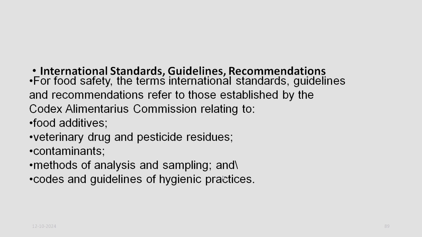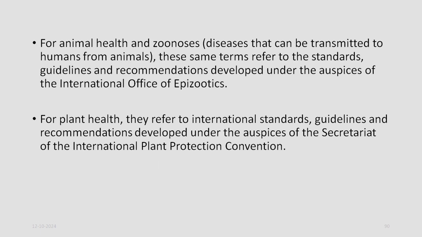International standards, guidelines, recommendations for food safety. The terms international standards, guidelines, and recommendations refer to those established by the Codex Alimentarius Commission relating to food additives, veterinary drugs and pesticide residues, contaminants, methods of analysis and sampling, and codes and guidelines of hygiene practices. For animal health, zoonosis is a disease that gets transmitted to humans from animals. These same terms refer to the standards, guidelines, and recommendations developed under the auspices of the International Office of Epizootics.